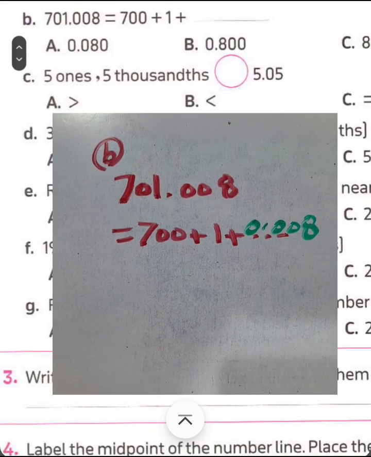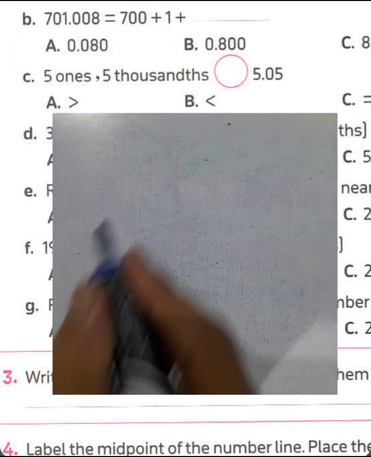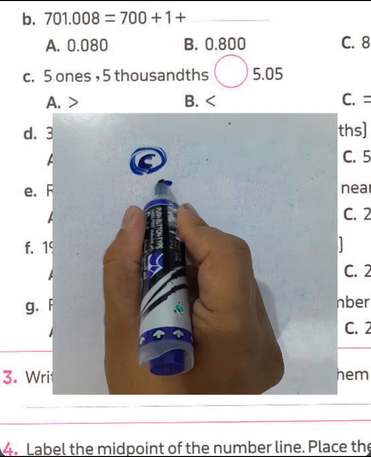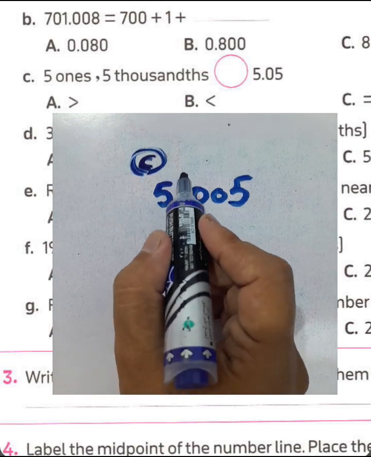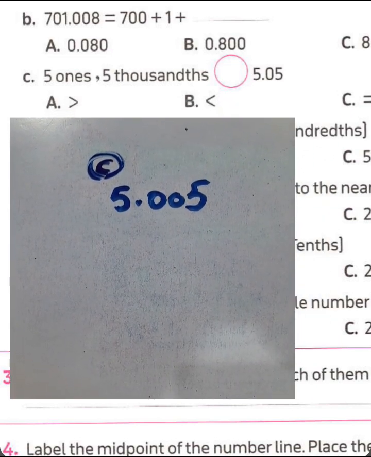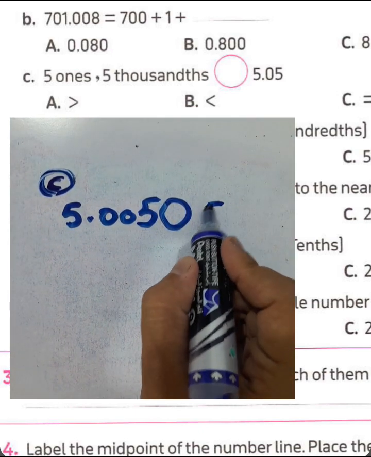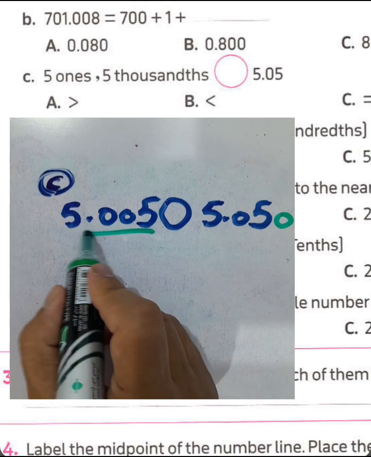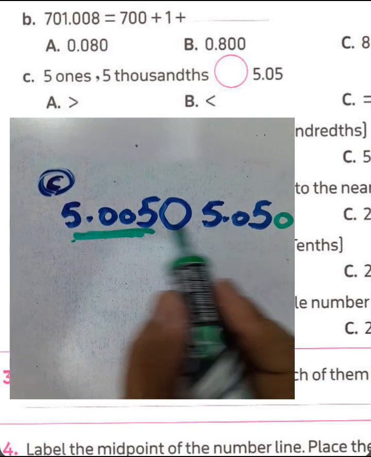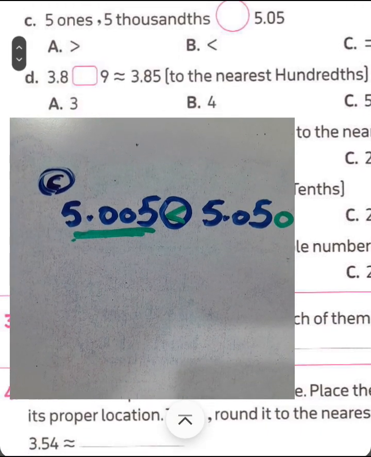Question letter C. 5 ones, 5 thousandths. Again, 5 ones and 5 thousandths, or this number 5 and 5 hundredths, which is greater? We must equalize the parts. Write 0 here. This number is less than this number. 5 equals 5, 0 equals 0, 5 is greater than. Choose this sign.